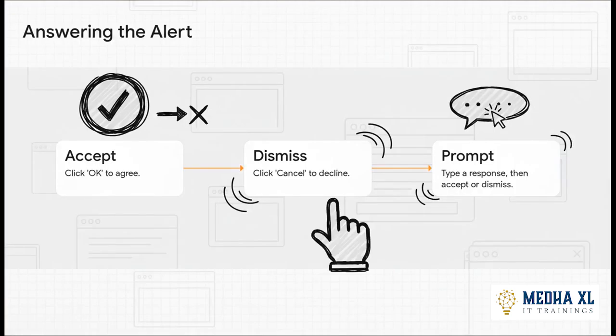Well, you've got a few options. You can tell it to accept, which is basically clicking OK. Or you can tell it to dismiss, which is like clicking cancel. And then sometimes you get a prompt where the script actually needs to type something into a box before it can accept or dismiss. The key thing here is you have to tell your script exactly which action to take.